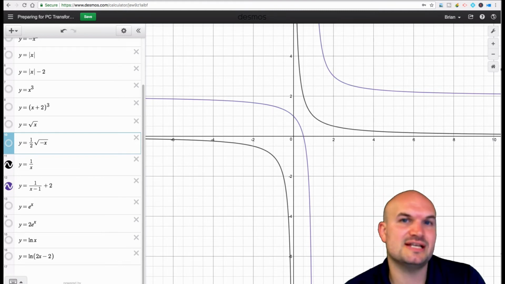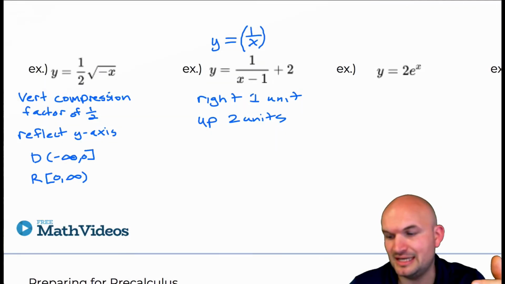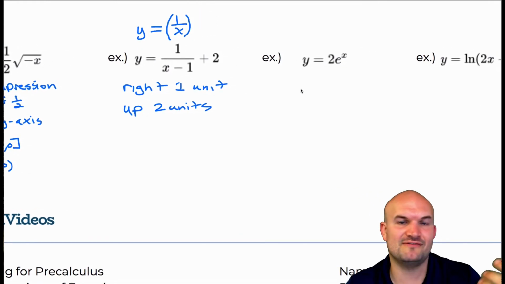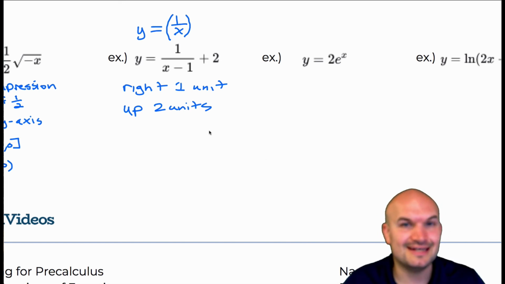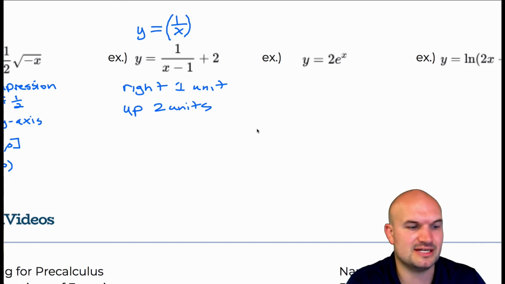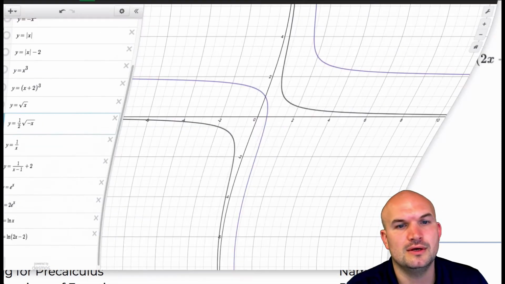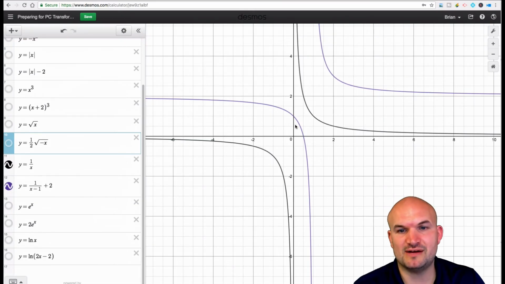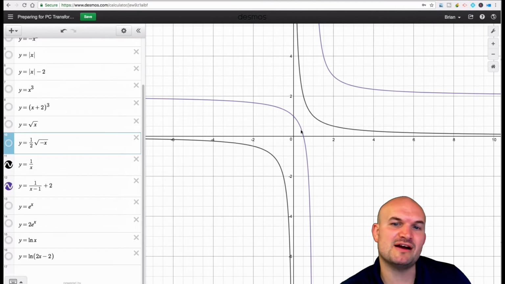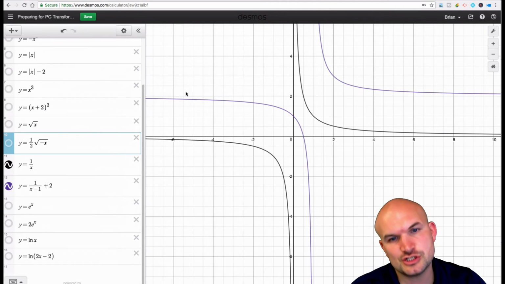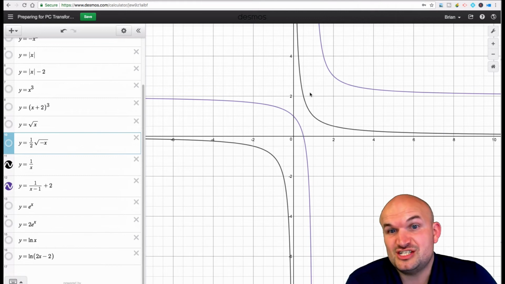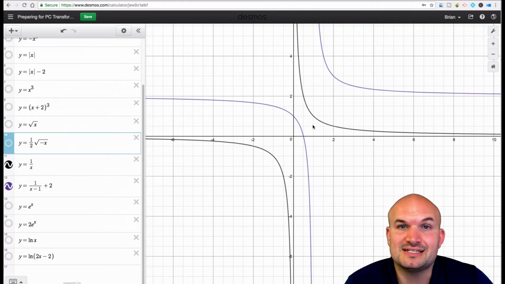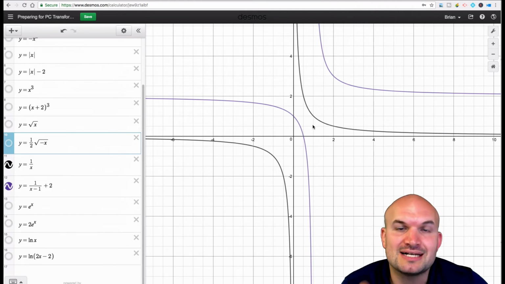So understanding if the transformation is happening inside the function or outside the function can really help you identify the transformations. Now we've got to look at the domain. So remember, the domain of the black graph was restricted on 0. But now since the graph has gotten shifted over to the right, it's true for all values to the left of 1 and all values to the right of 1. It's just not defined for 1. So the domain is going to be all real numbers except when x is equal to 1.